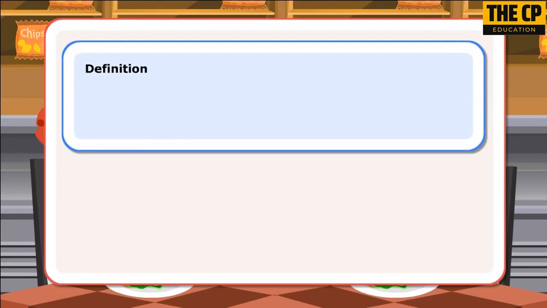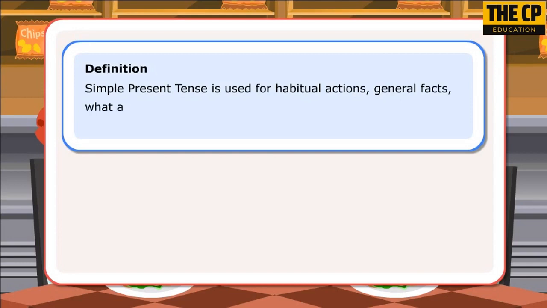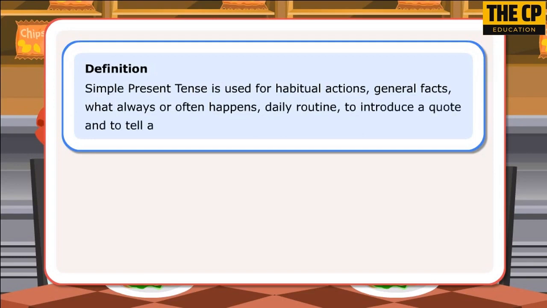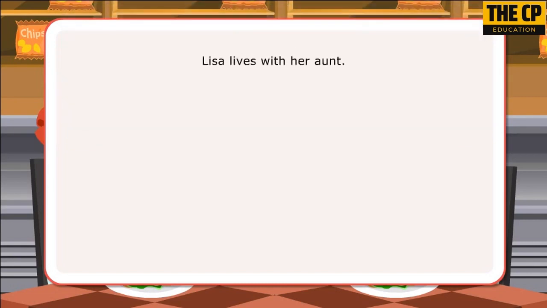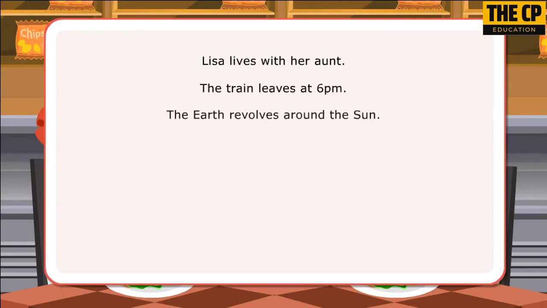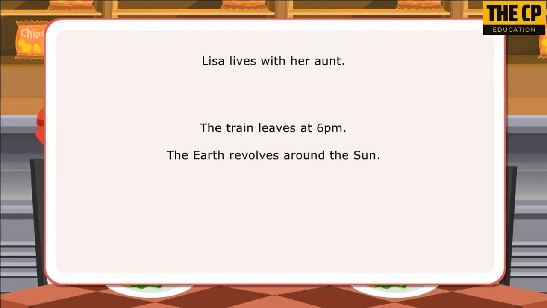Definition: simple present tense is used for habitual actions, general facts, what always or often happens, daily routine, to introduce a quote and to tell about a future event which is a part of a fixed schedule. Let us look at a few sentences. Lisa lives with her aunt. The train leaves at 6 p.m. The earth revolves around the sun.